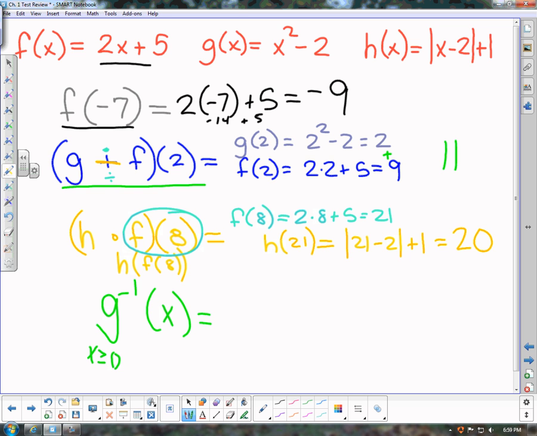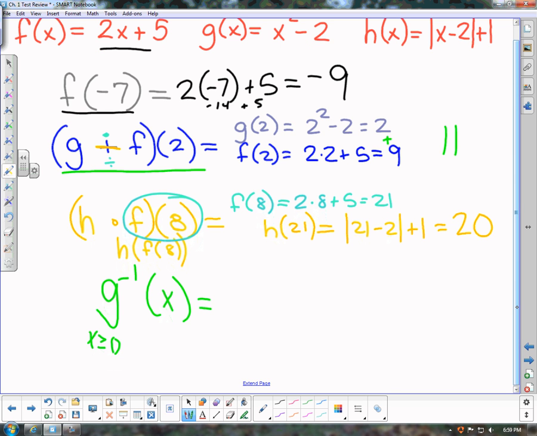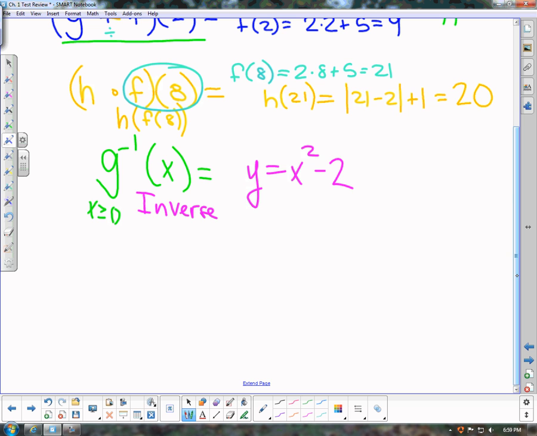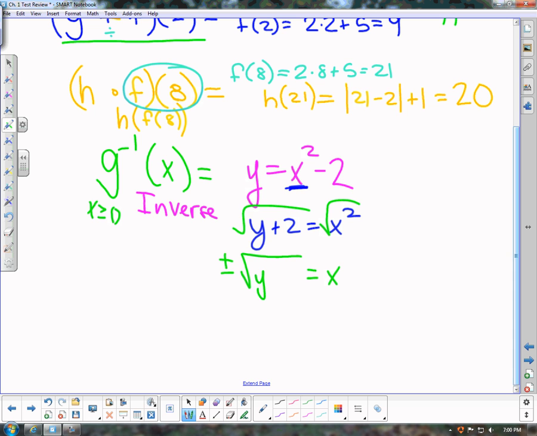Finally, our last example here is g to the -1 power of x, which you really don't read it that way. What that is saying is find the inverse of g. So to find the inverse of g, this function here, y equals x squared minus 2. Now you can either switch the x and the y, or you can just solve for x. Either way, however you want to do that, it's the same thing. We just need to get that variable by itself. So you're going to add 2 to get y plus 2 equals x squared, and then take the square root. And so then x equals plus and minus the square root of y plus 2.